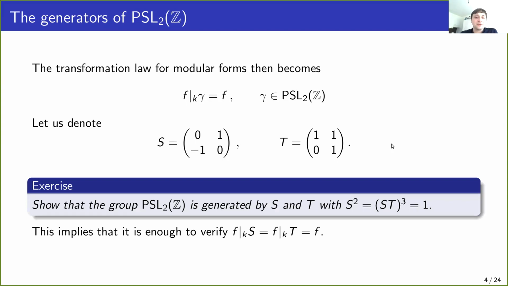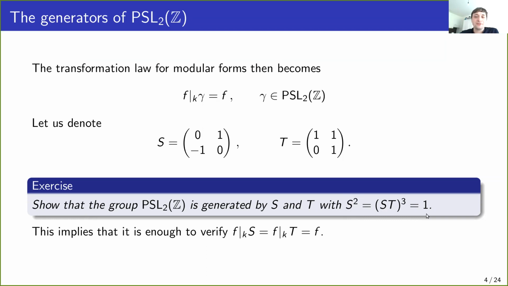And now the second exercise, again not very hard, is to show that the group PSL2Z is generated by these two elements. And not only that, they actually satisfy certain relations. S squared: if you apply this inversion twice, you get the identity. And if you take one of them and then the other, and you apply this composition 3 times, you also get the identity. And again, here I'm talking about the elements of PSL2Z. If you work with SL2Z instead, S squared would be minus identity.